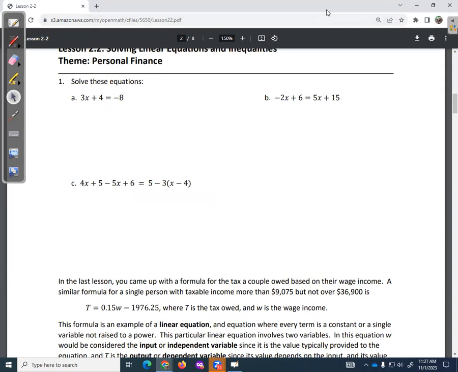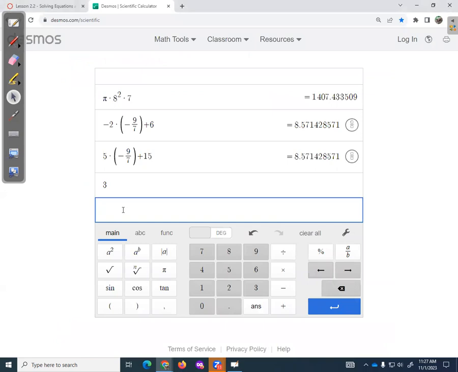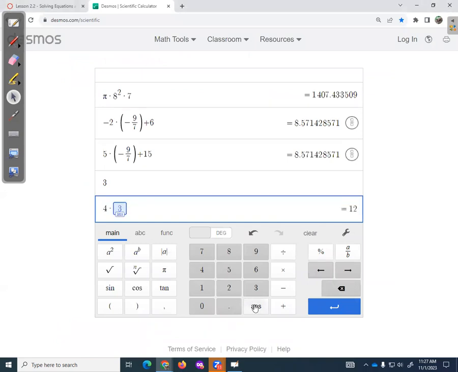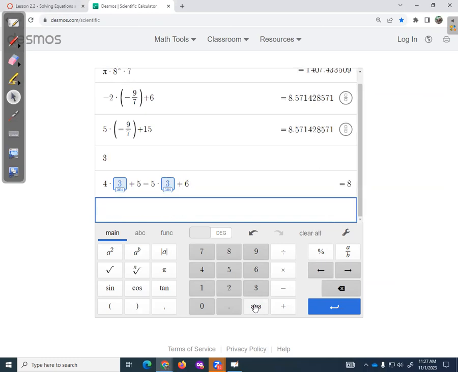So I highly recommend you try this on your calculator. So I've got 4 times, instead of an x, I'm going to use the previous answer. And then I have plus 5. Then minus 5 times, instead of x, previous answer, and then plus 6. So my calculator thinks if x is 3, the left side is 8.